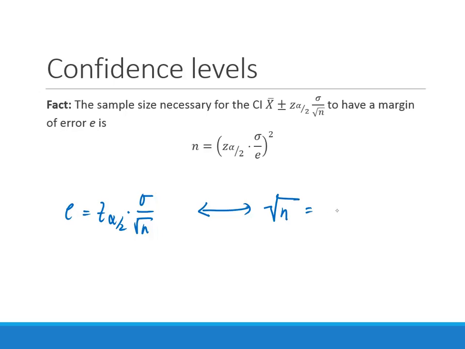And I'll get this as follows: square root of n equals z alpha over 2 times sigma over the margin of error. So if I want to find a particular sample size based on a margin of error that I want, I can do so as follows. That's just showing you that formula, rearranging that plus or minus part.